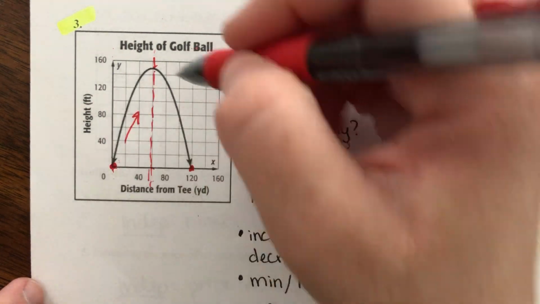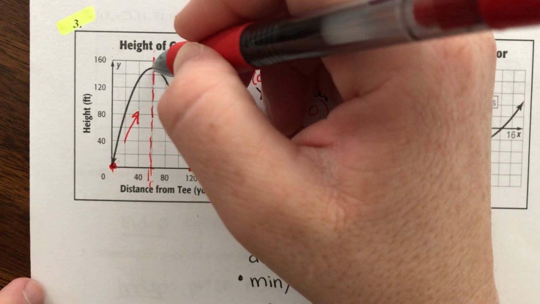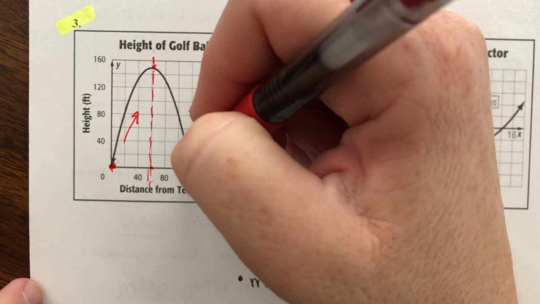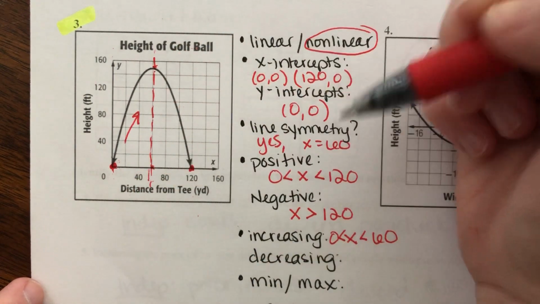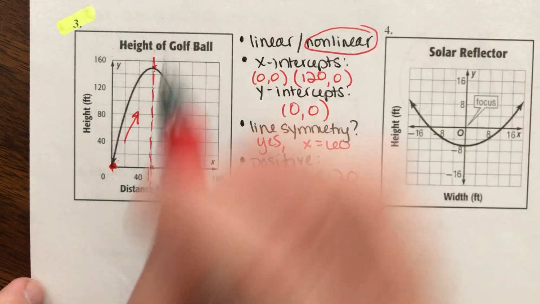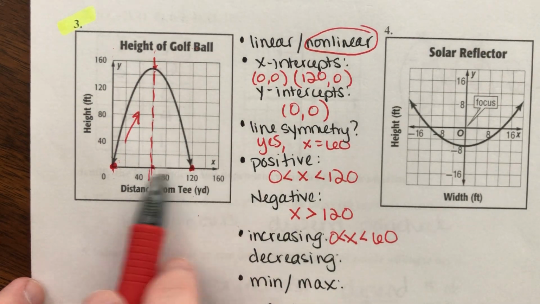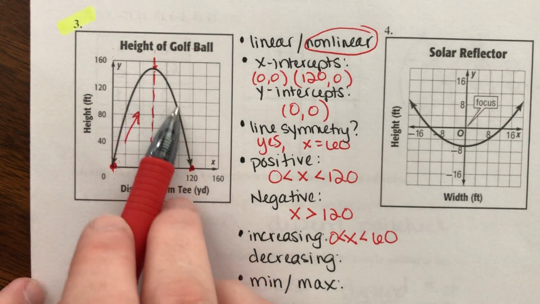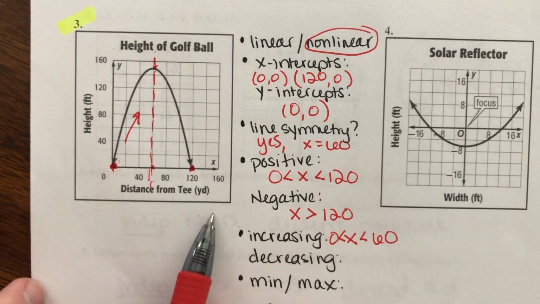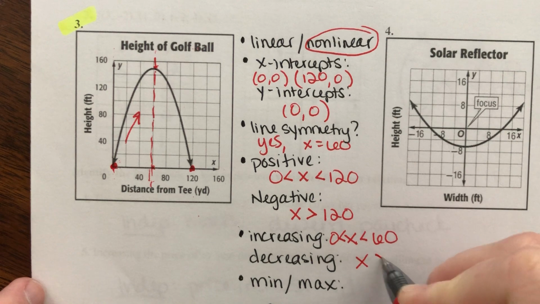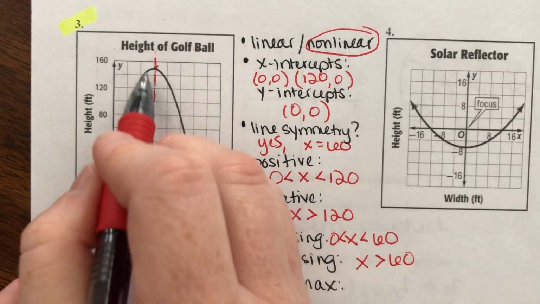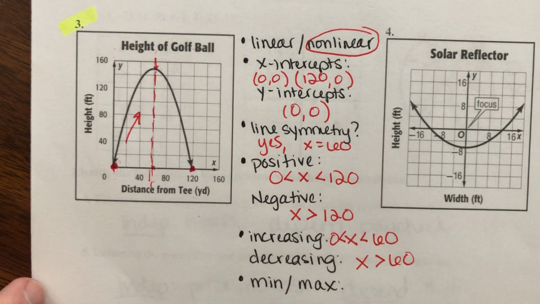Then if we look at our graph between 60 and 120, or 60 and bigger, it's decreasing, right? Anywhere our graph is bigger than 60 on the x-axis, our graph line is going down. So when x is greater than 60, our line is decreasing.